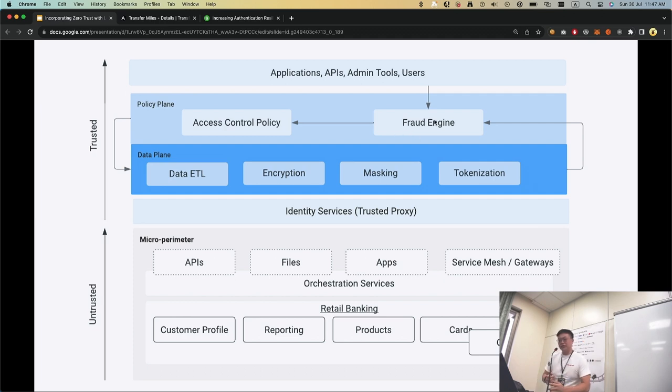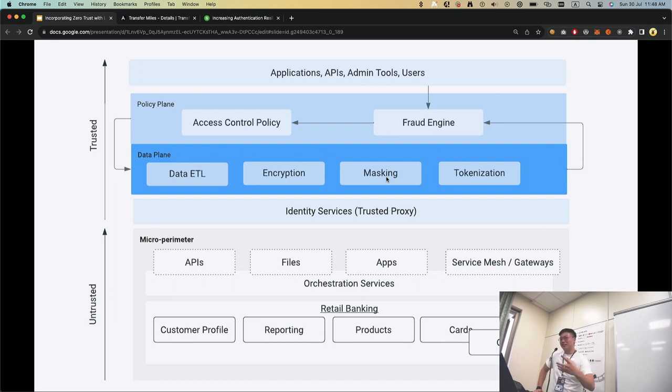And that fraud engine feeds on data from the data plane. So we have our ETL layer that works with the underlying services. And naturally, we also perform a series of functions to protect and manage the data. So this includes encryption of your data, and masking of data on an as-needed basis. We find that it's one of those services that we perform for our customers quite often.